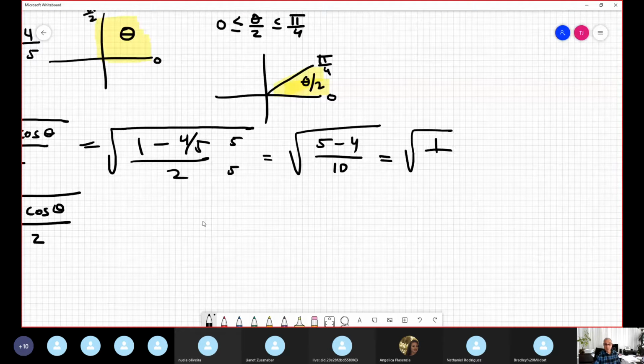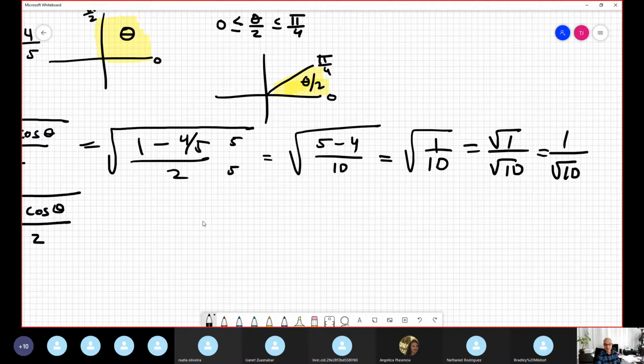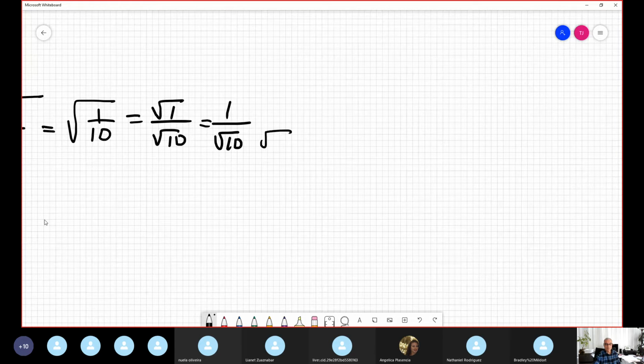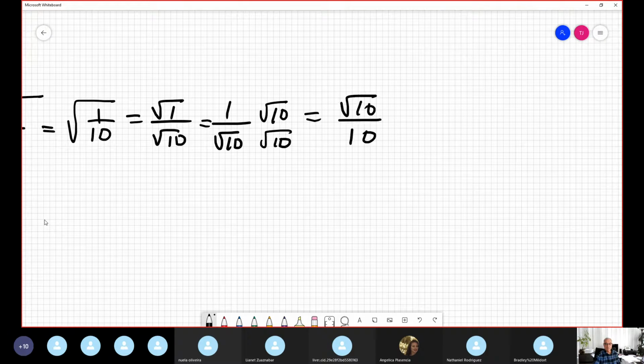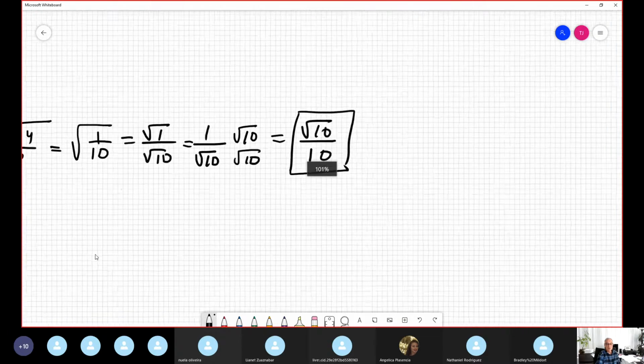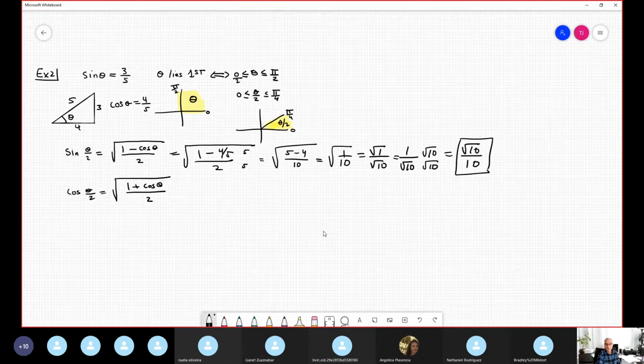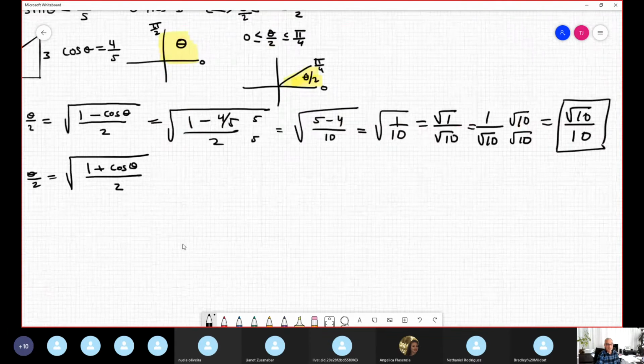So radical 1 over 10 is radical 1 over radical 10, which is 1 over radical 10. Rationalize: radical 10 over 10. And of course, positive value, because I know very well that my half angle lies in the first quadrant.